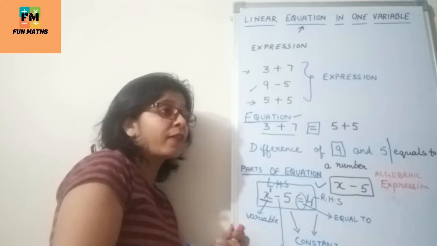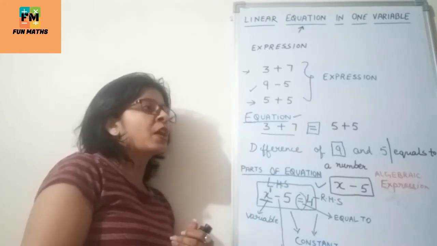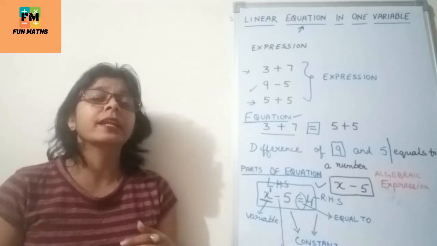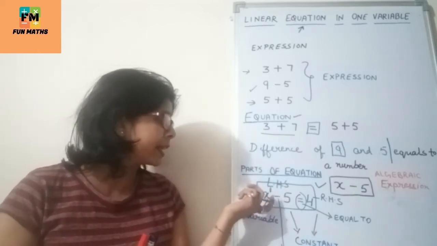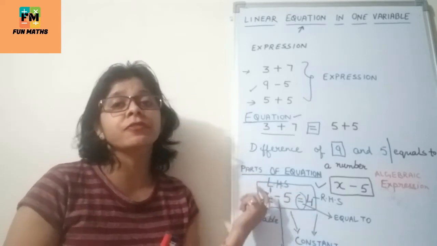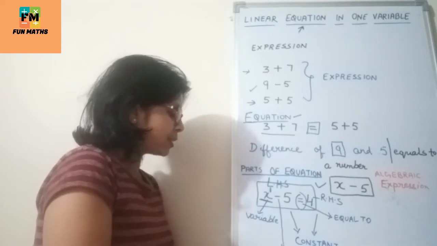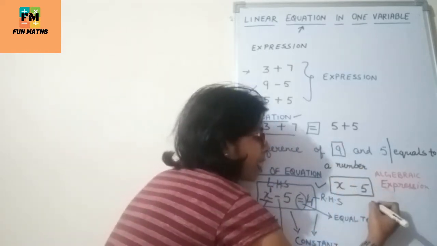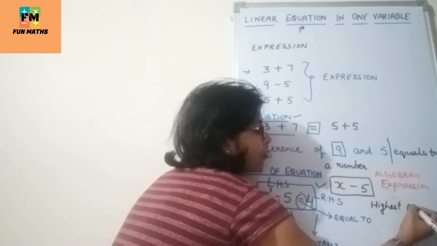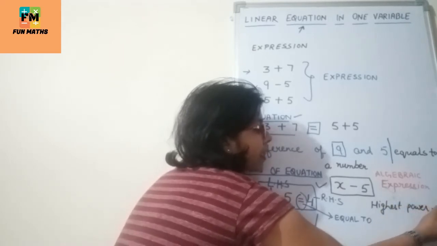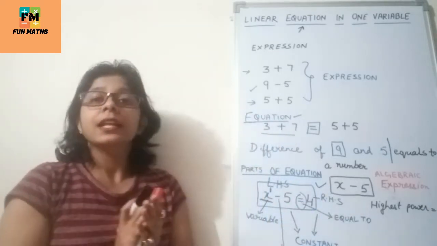And for highest power, you must have seen one word in your textbooks: degree. Degree is the highest power. So whenever we have the degree of an equation as one, we call that equation a linear equation. Here, what is the highest power? The highest power is 1. As the highest power is 1, this equation is an example of a linear equation.